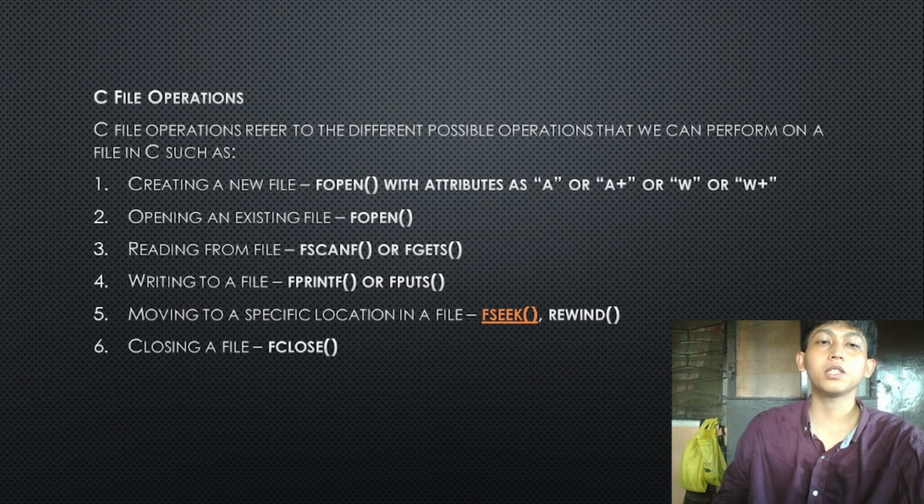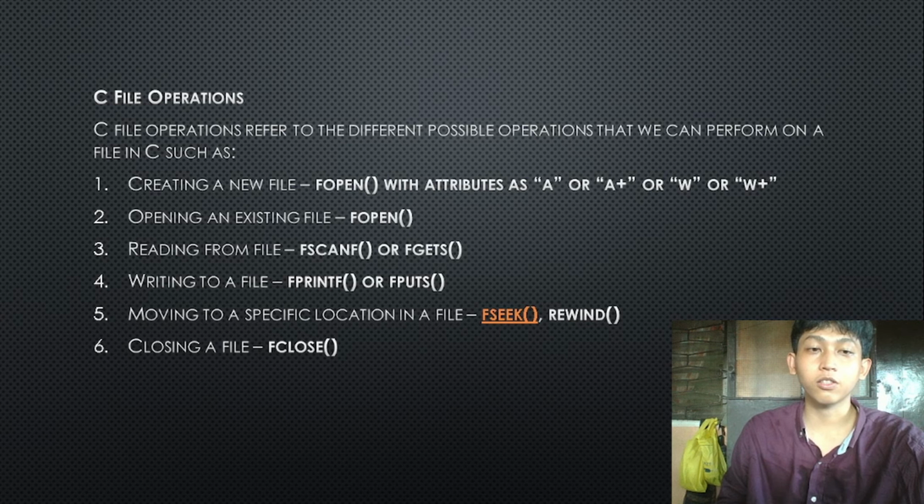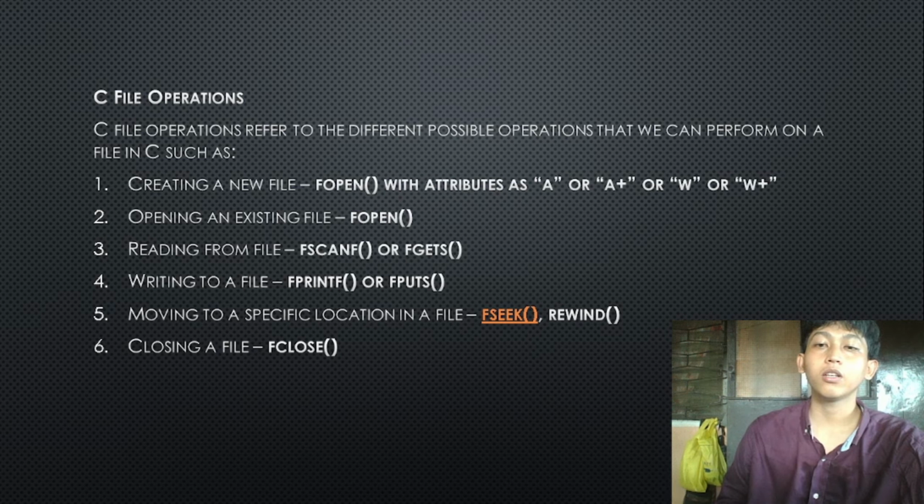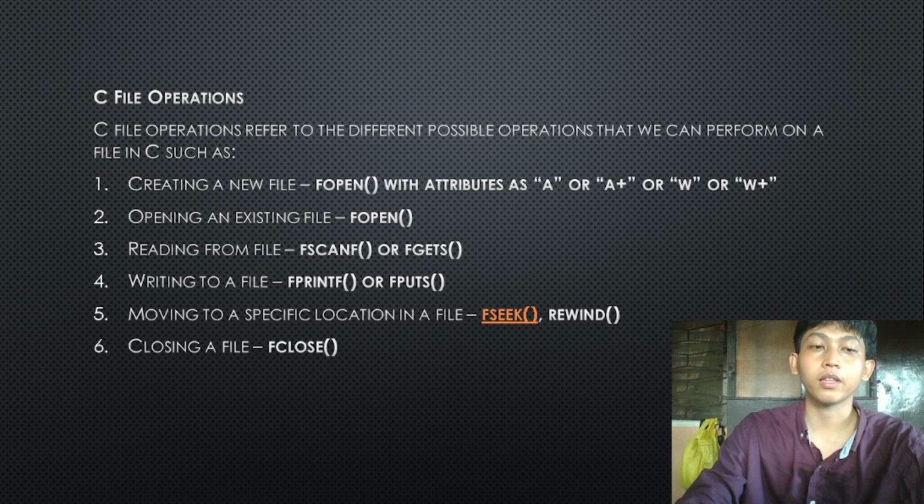C file operations refer to the different possible operations that we can perform on a file. Number 1 is creating a new file, using fopen with attributes such as a, a+, w, or w+. Number 2, opening an existing file, fopen. Number 3 is reading from a file, fscanf or fgets. Number 4 is writing to a file, fprintf or fputs. Number 5, moving to a specific location in a file, fseek or rewind. Number 6, closing a file, using fclose.